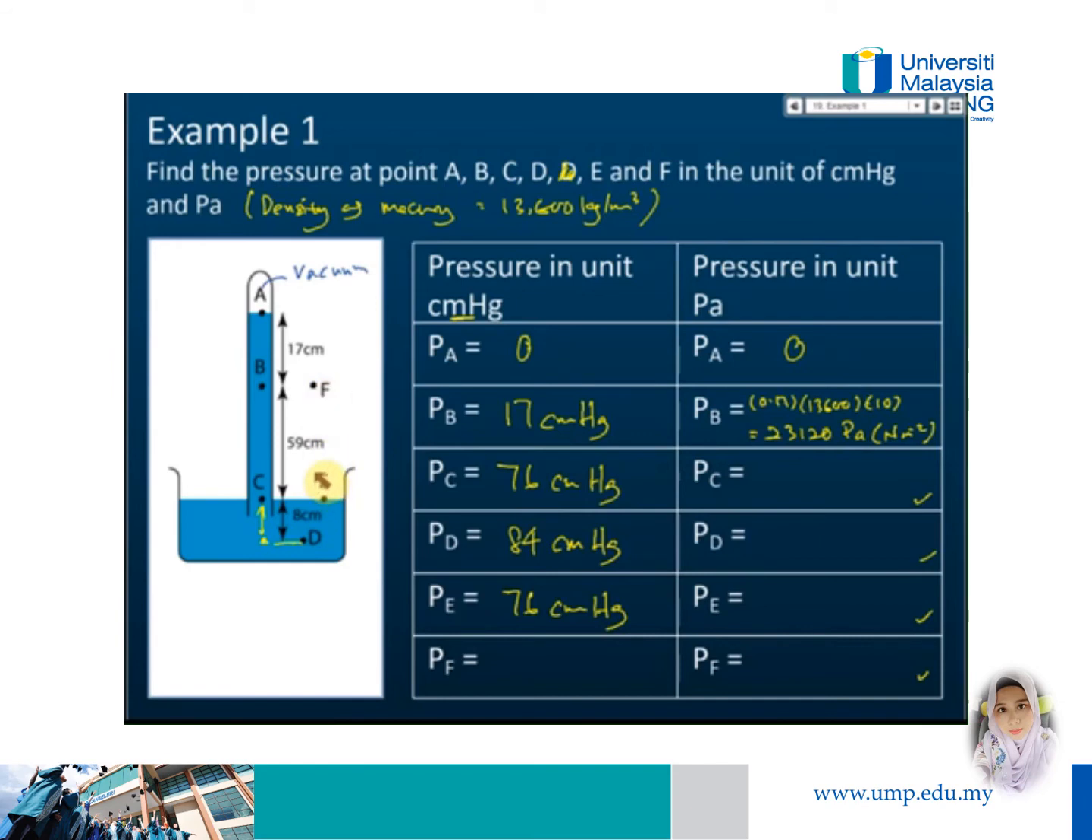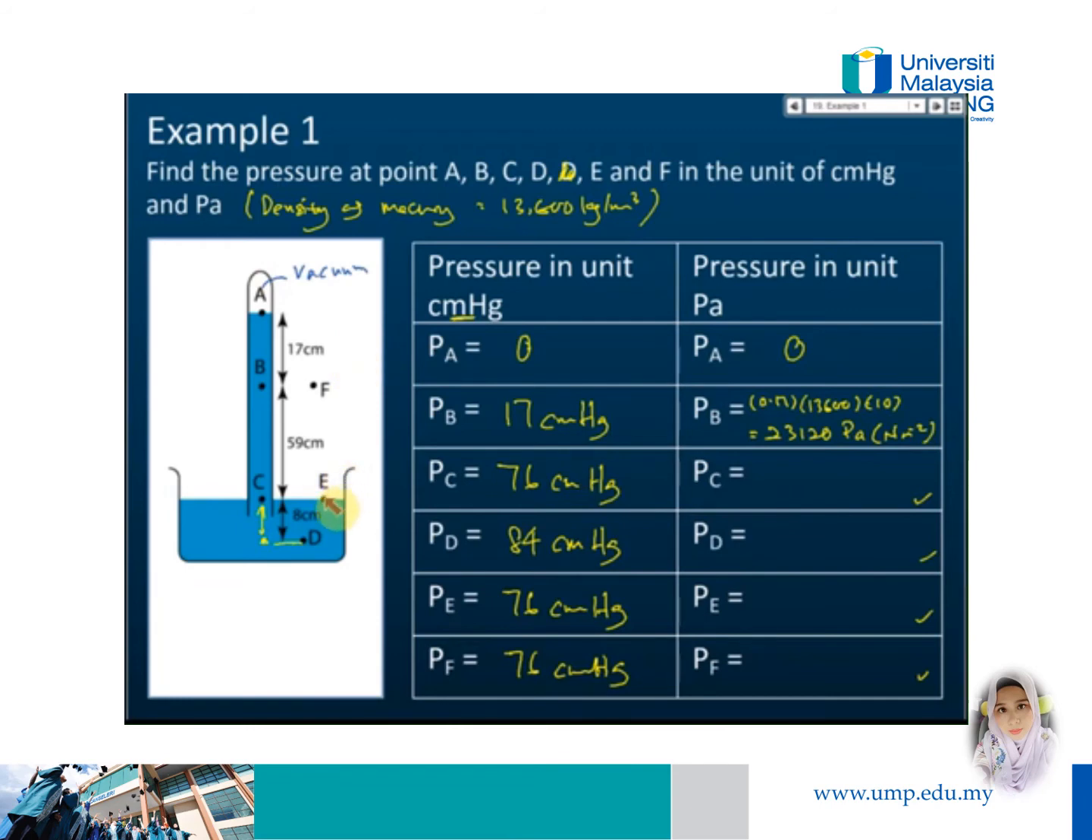right? And I told you that for gas pressure, the pressure acts equally in all directions. So if the pressure here is 76 cm mercury, the pressure at F must also be 76 cm mercury, because this point and this point are acted on by the same atmospheric gas. Here also 76, here 76, here 76. Every point outside the barometer is 76 cm mercury.